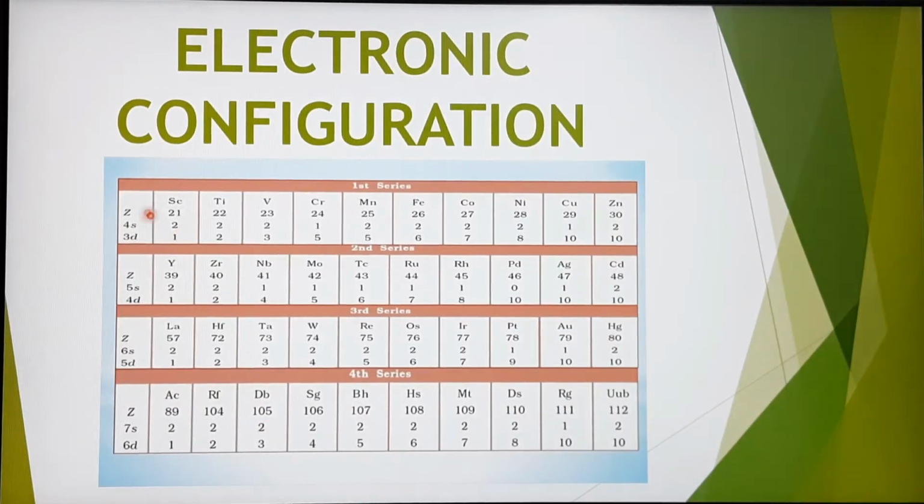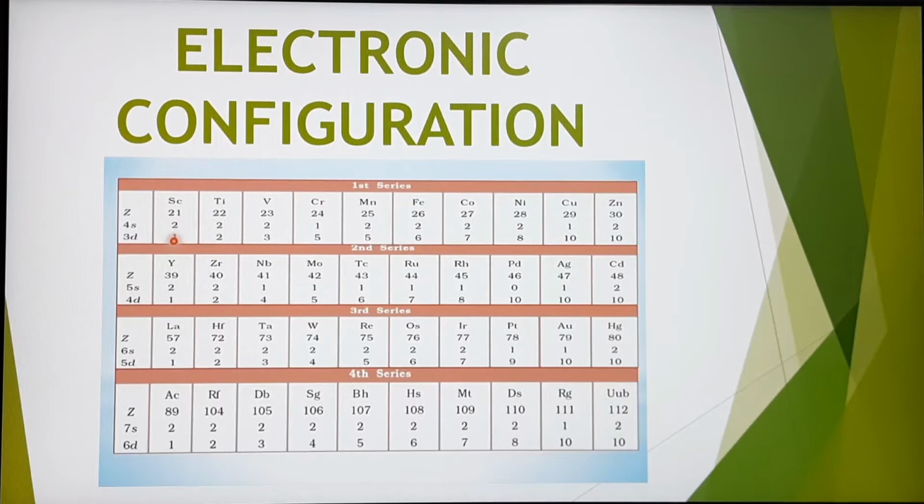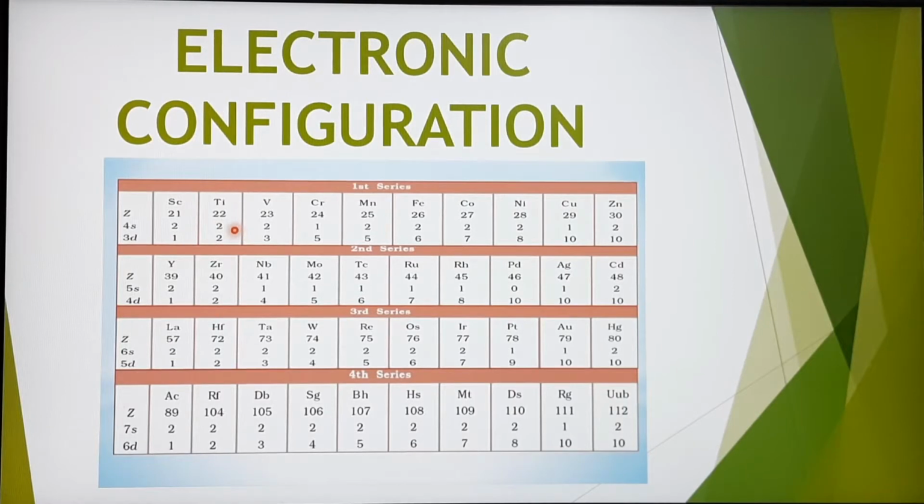Now children, come to the electronic configuration. In transition elements, this is the 3d series, 4d series, 5d series and 6d series. From scandium to zinc, the valence and penultimate shell electronic configuration is shown here. After the noble gas configuration, the electron enters 4s, then 3d. So in the case of scandium, the configuration is 4s2 3d1. In the case of titanium, 4s2 3d2. In this way, successive entry of electrons takes place in the d orbital.